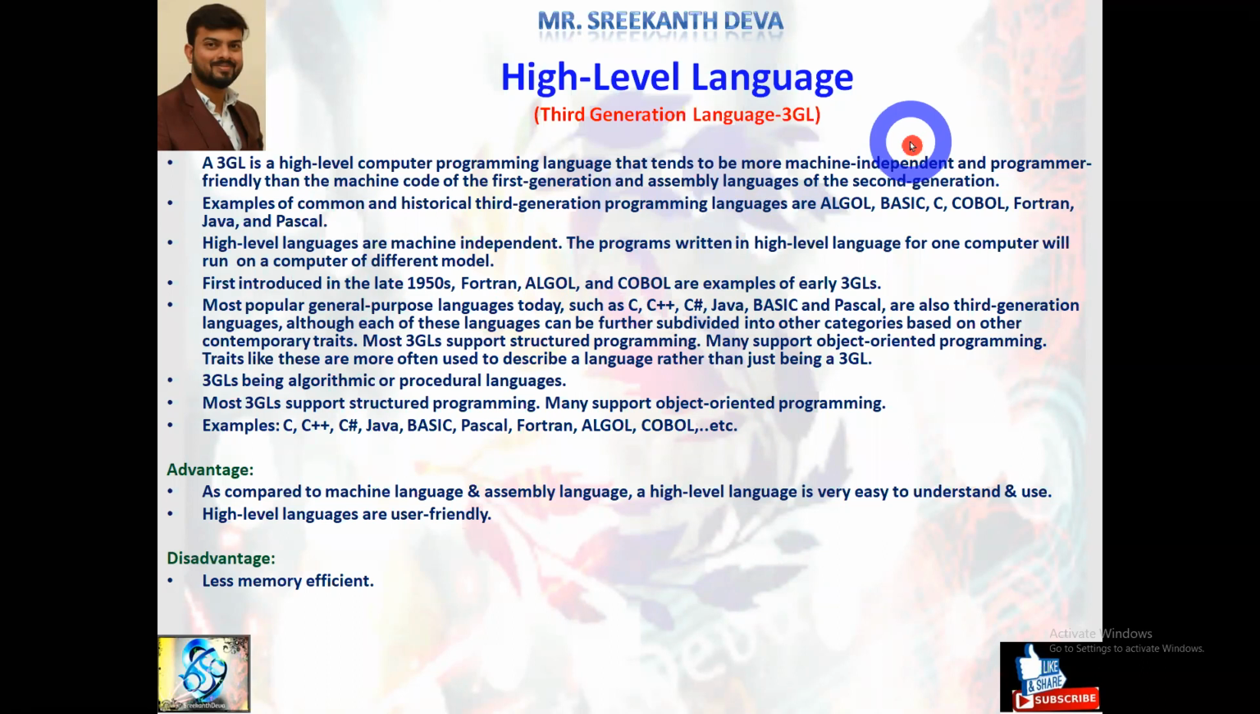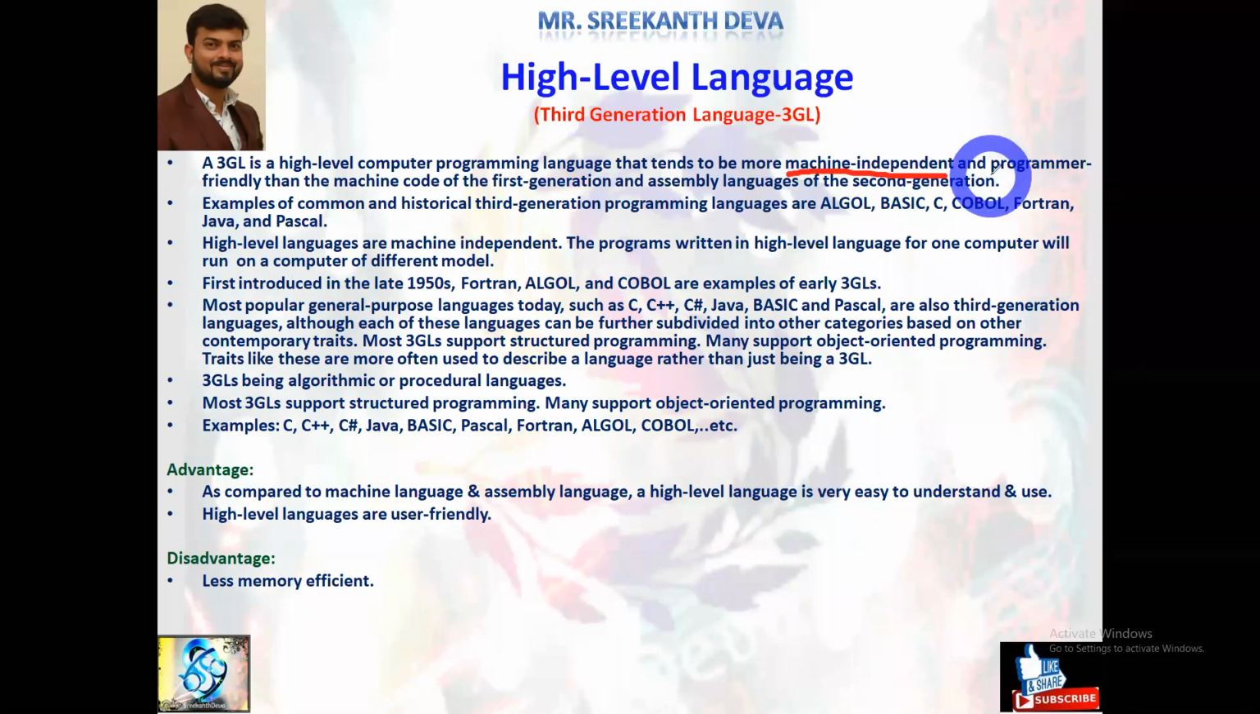A third generation language is a high level computer programming language that tends to be more machine independent. Very important point. First generation and second generation languages are machine dependent, but third generation languages are machine independent and programmer friendly. First and second generations are not programmer friendly, but third generations are programmer friendly. Then there is machine code of the first generation and assembly languages.